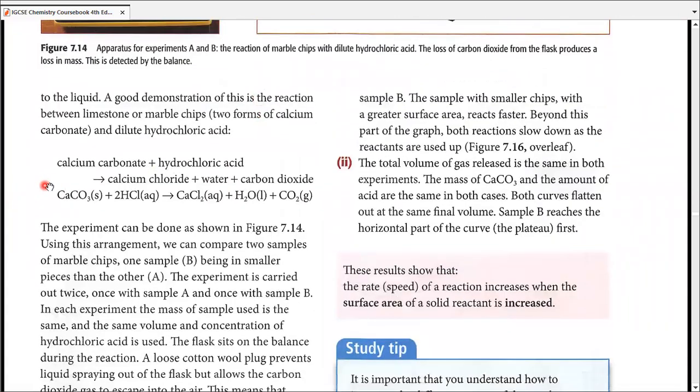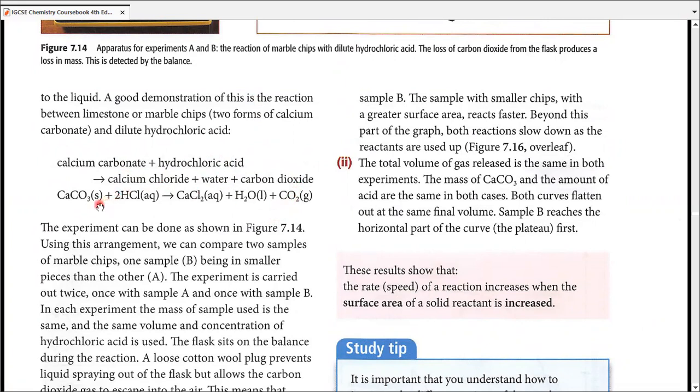The reaction can be given as calcium carbonate plus hydrochloric acid. As back from chapter number 5, you already know it's going to give us a salt, calcium chloride. It's going to give us water. Along with it, it's going to give us carbon dioxide. Now, this is a very good example of a reaction that consists of all 4 state symbols.